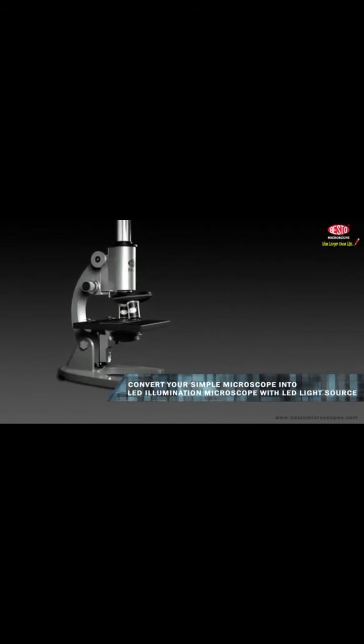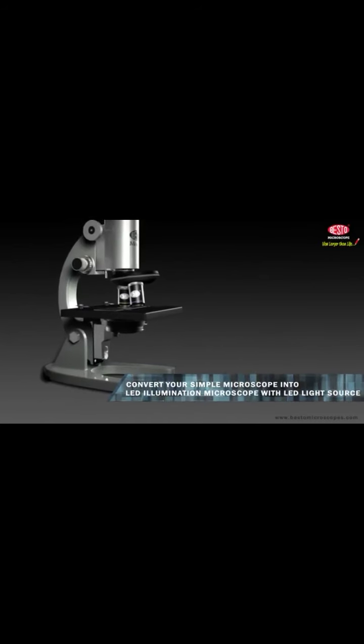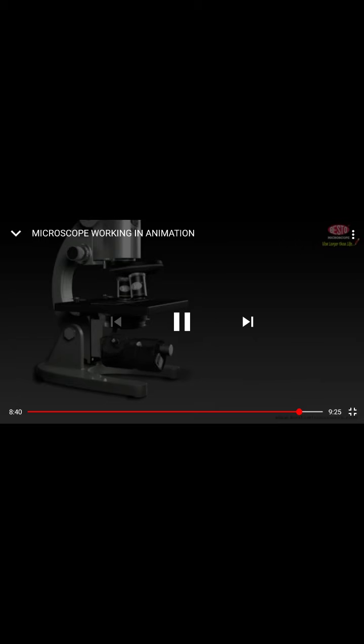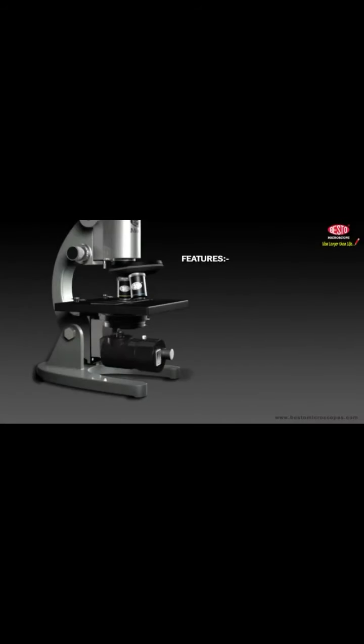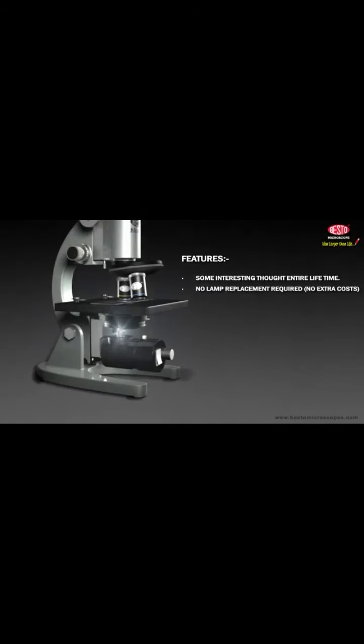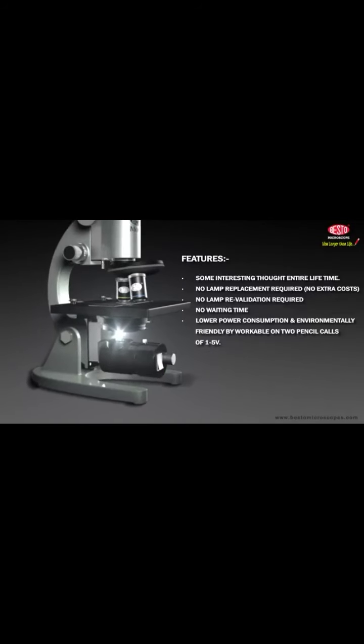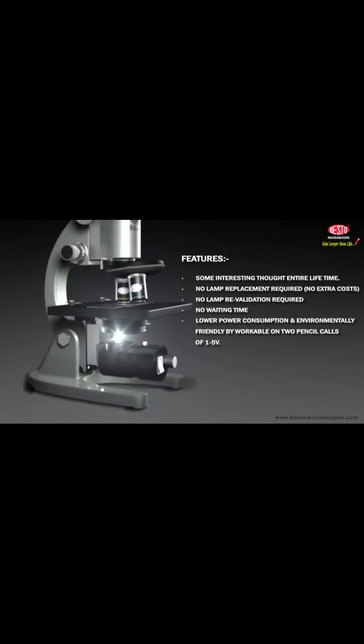Convert your simple microscope into an LED illumination microscope with an LED light source. Our Besto LED light source illuminators are a variation on reflector light or halogen lamp technologies. Features: lasts the entire lifetime. No lamp replacement required, no extra cost. No lamp revalidation required, no wasting time. Lower power consumption and environmentally friendly, workable on two pencil cells of 1.5 volts.